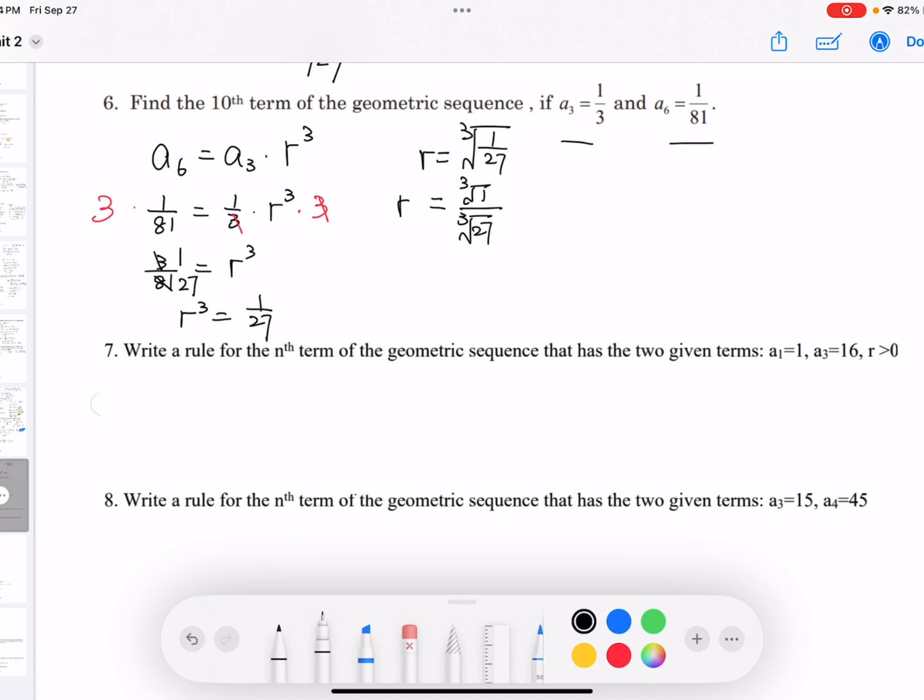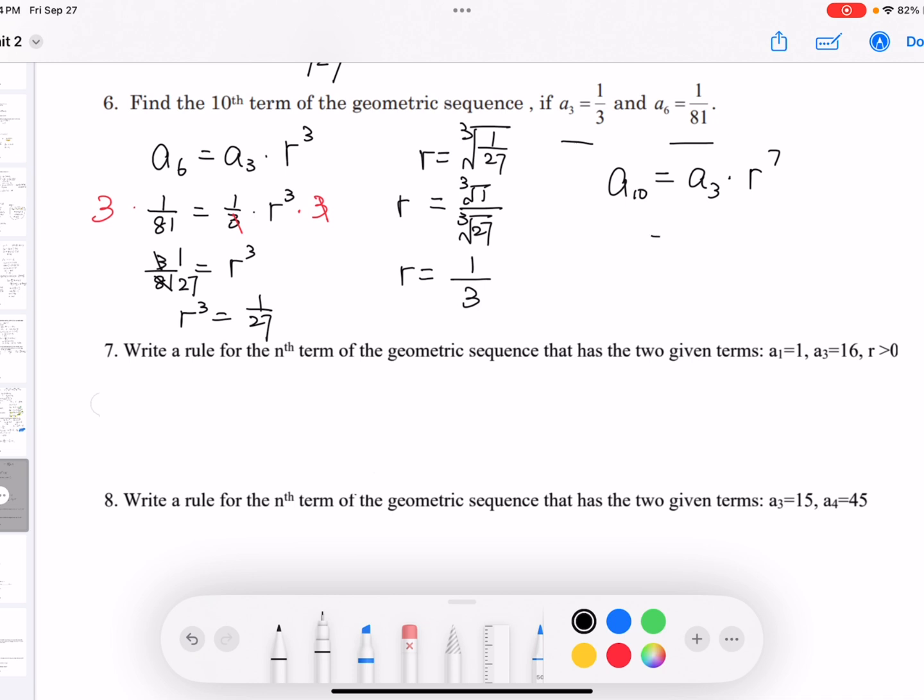27. So r is equal to 1 over 3, because the cube root of 27 is 3. I have the r. Can you find a sub 10? Yes. A sub 10 is equal to a sub 1 multiplied by 1/3, which is r. We can read this one later. So we say r to the... we don't have a sub 1. We can use a sub 3, and r to the 7th power.